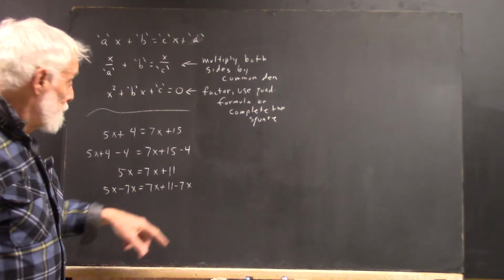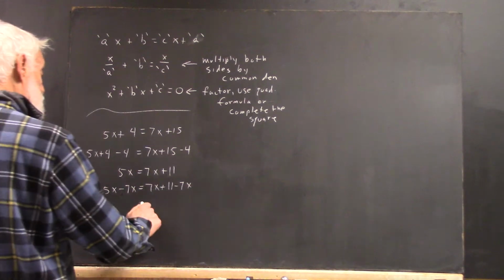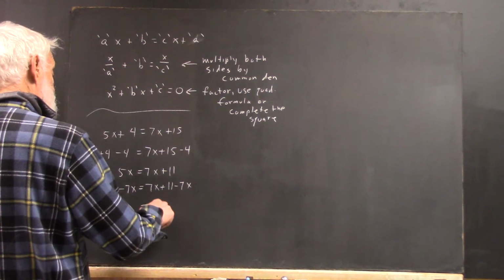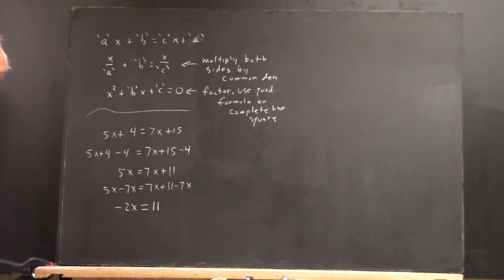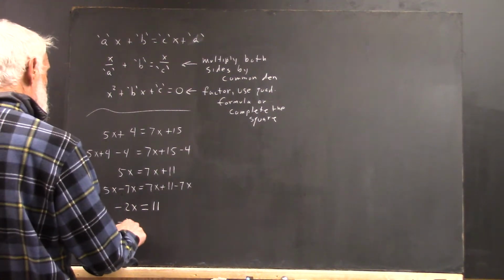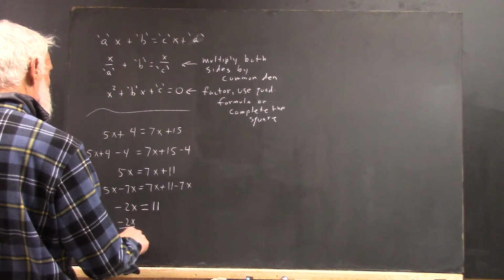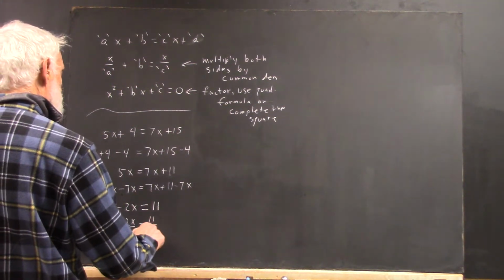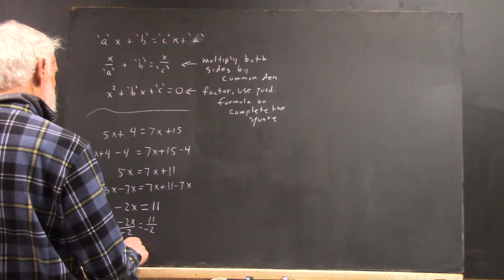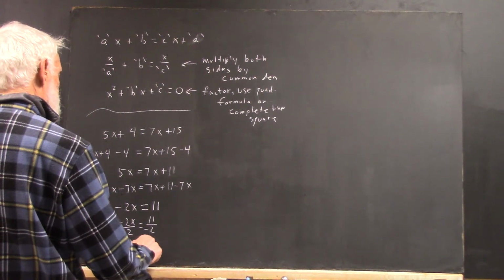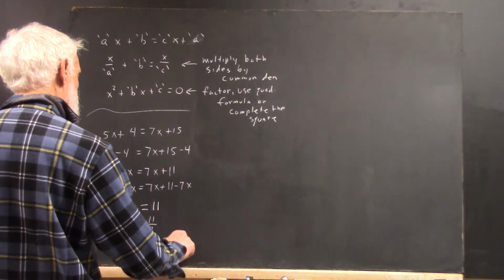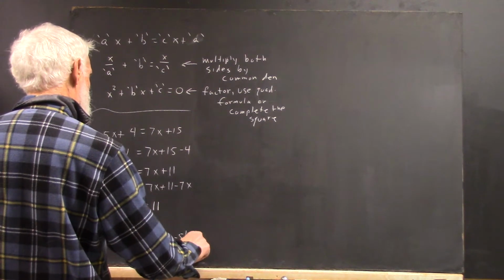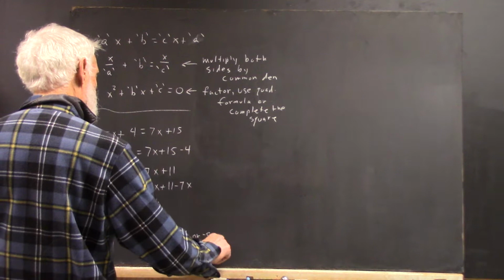Okay? So I'm going to not get too picky with that. I'm going to get negative 2x equals 11, right? And then I'm going to write negative 2x over negative 2 equals 11 over negative 2, so that x equals negative 11 halves, or negative 5 1/2, or negative 5.5.